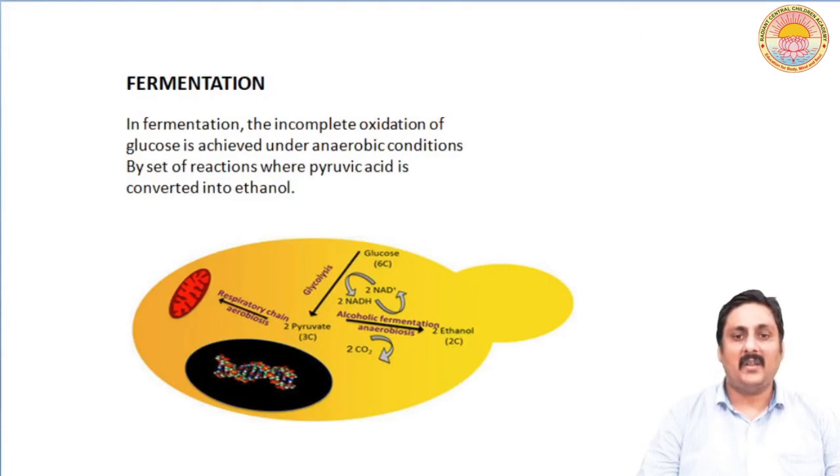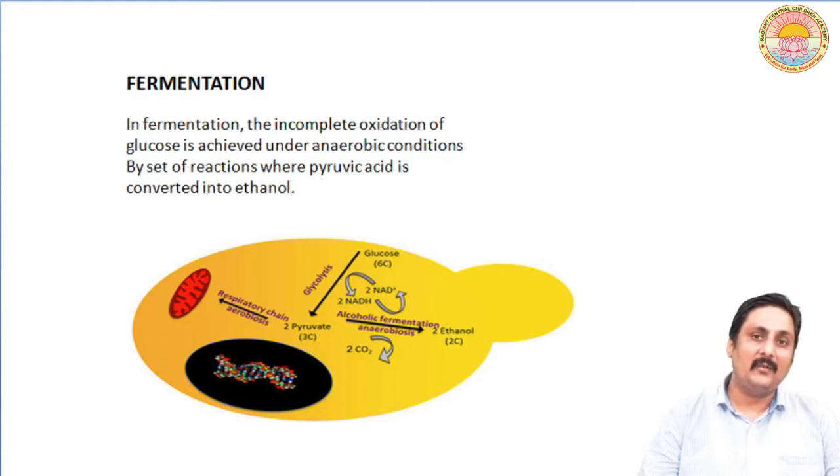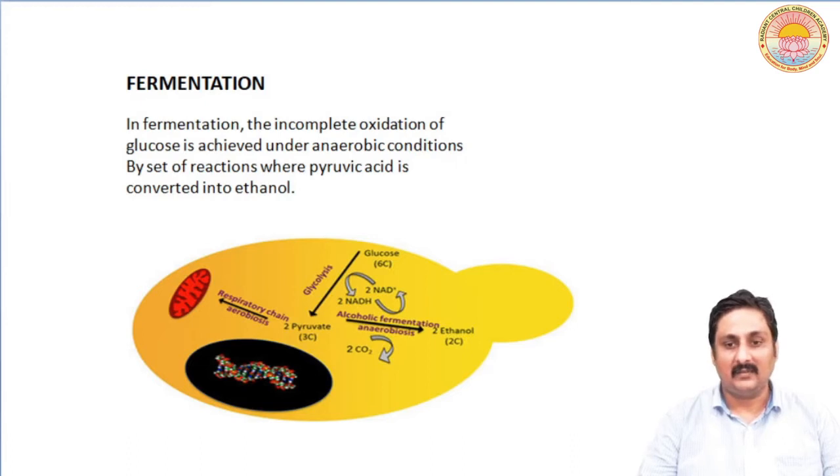In fermentation, it is actually the incomplete oxidation of carbohydrate, or you can say glucose, which occurs during anaerobic conditions. By a set of reactions the pyruvic acid is converted into ethanol, and this happens in the case of yeast cells. In certain other cases, as we'll see later on, this pyruvic acid gets converted into lactic acid. So now let us discuss them.